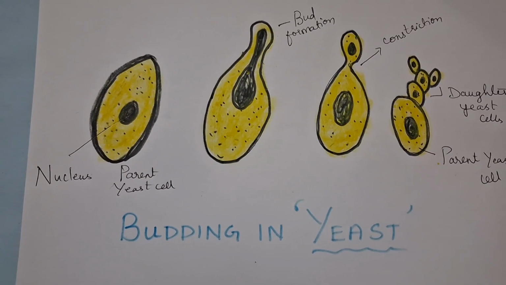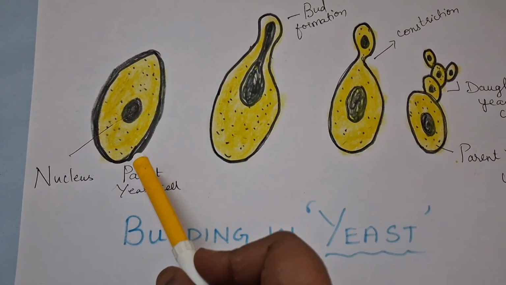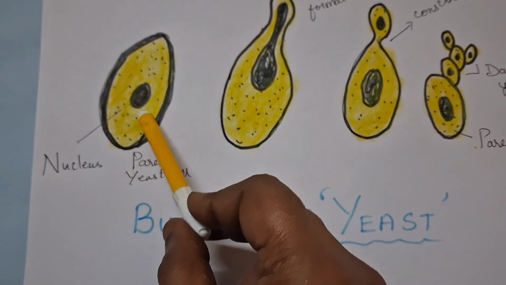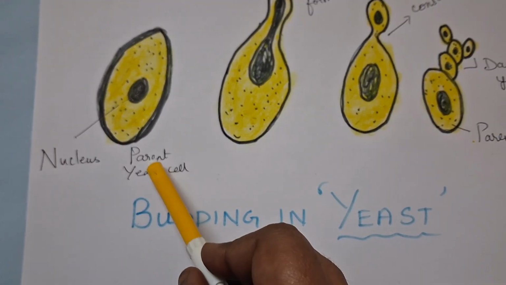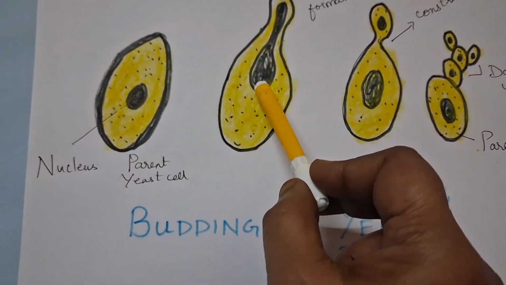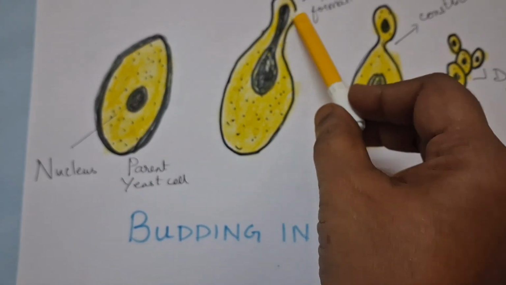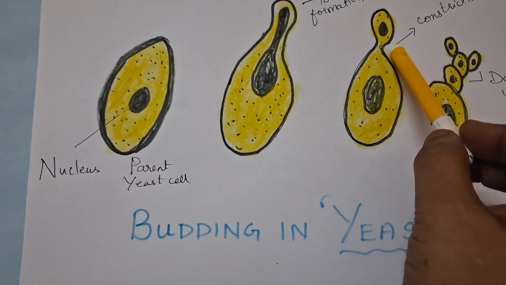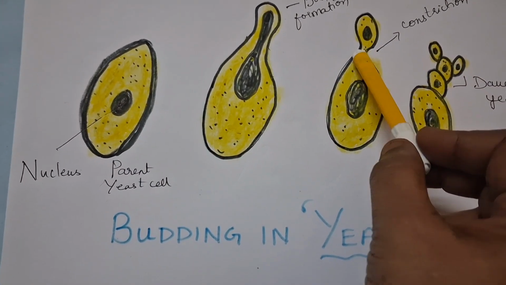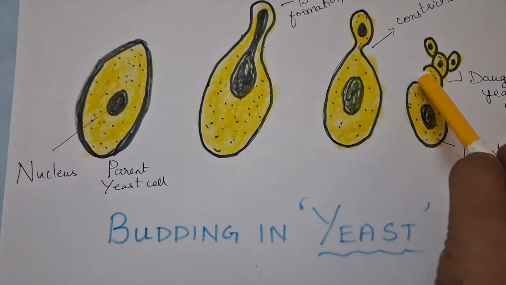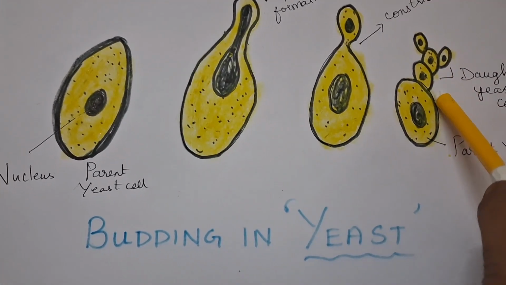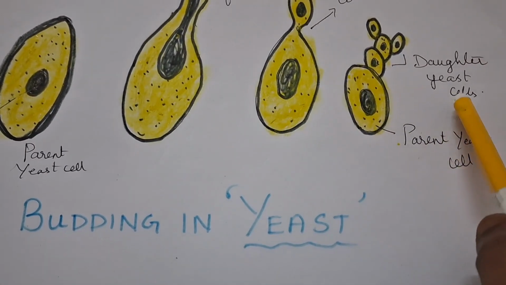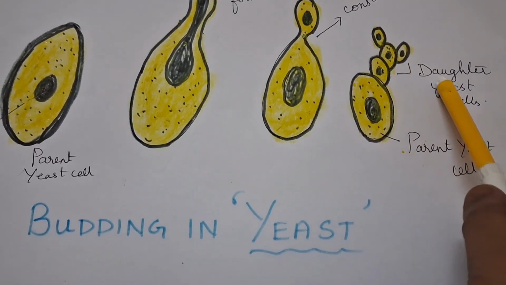The next is budding in yeast. So this is a yeast cell. In the center is a nucleus, and this is the cytoplasm. So this is a parent yeast cell. Next, what happens? You find a little outgrowth is seen. The nuclear particle also moves towards one side. A constriction is formed. And finally plenty of buds start to grow, and numerous buds are observed in yeast. So these are plenty of daughter cells. The bud gives rise to new daughter cells.